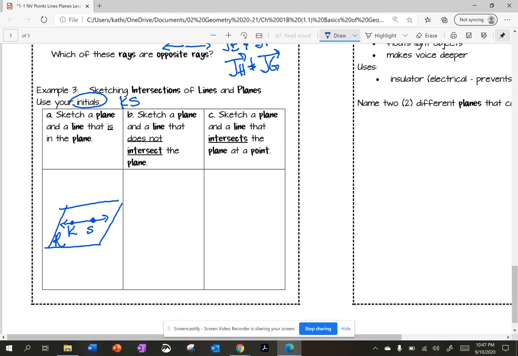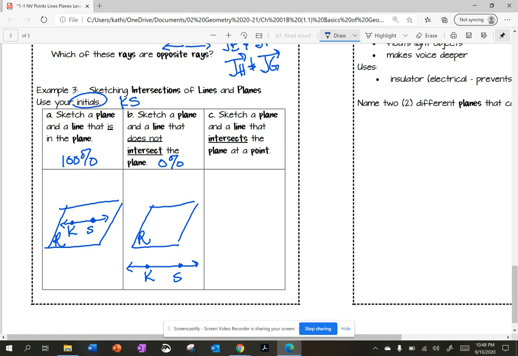All right, let's do B. Sketch a plane and a line that does not intersect the plane. Okay, so here's my plane again, and my line that does not intersect it. So here's my line. It is not in the plane. Here 100% of my line is in the plane. Here 0% of my line is in the plane.